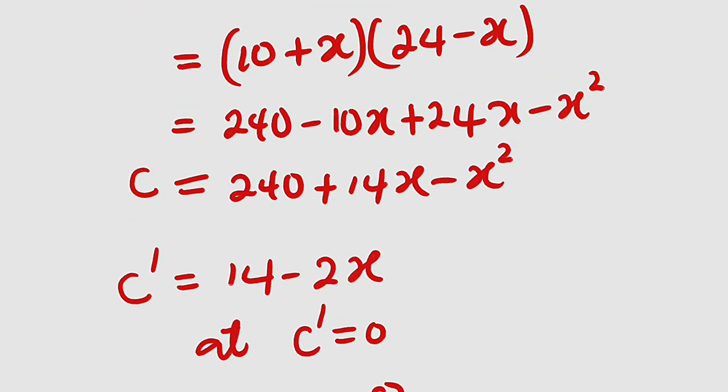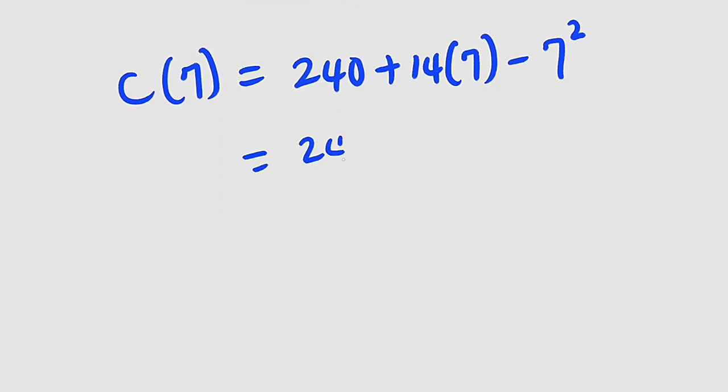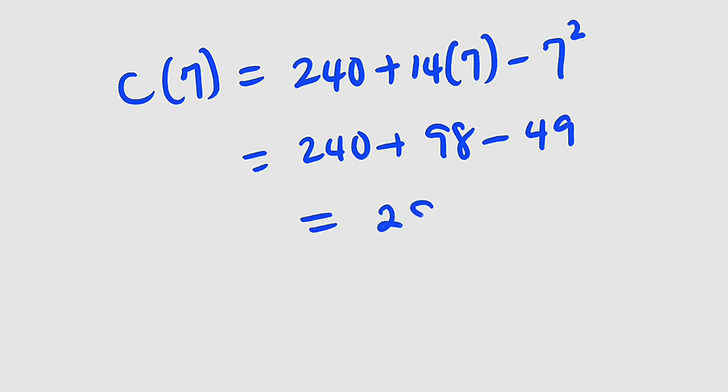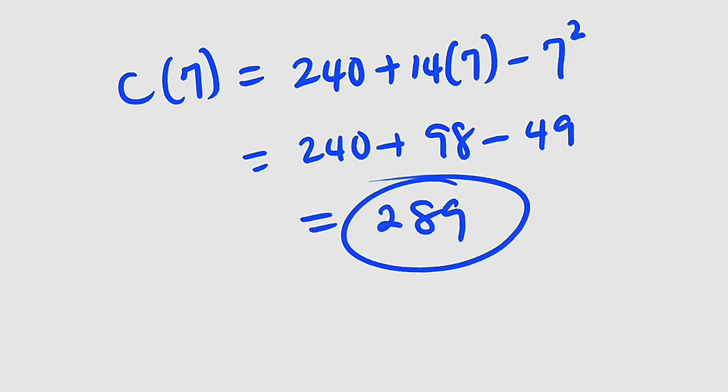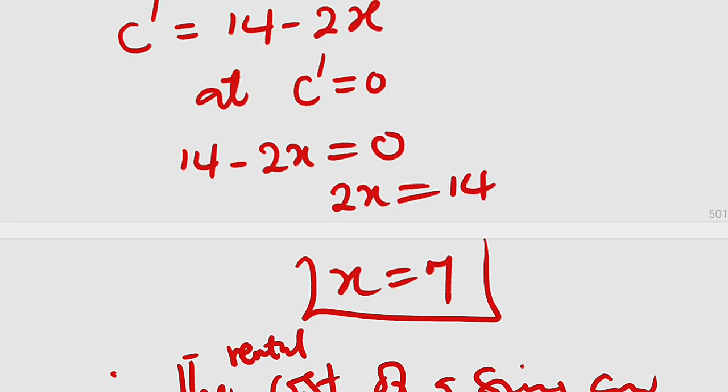So let's simplify. This will be 240 plus 14 times 7. 14 times 7 is 98, minus 7 squared. 7 times 7 is 49. Altogether, this will be 289. You see, that is the maximum cost, and hence 17 is the solution to this problem.